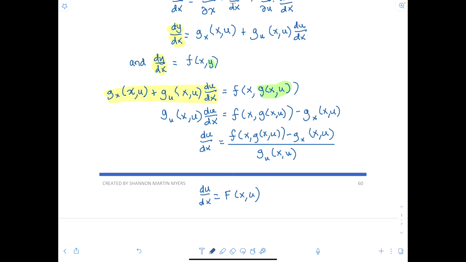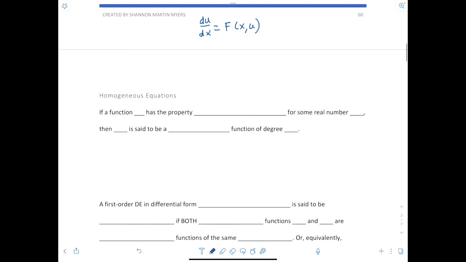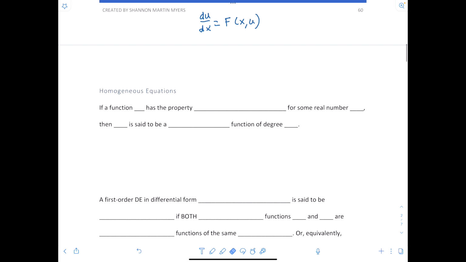Cool? All right, so homogeneous equations, right? Homogeneous equations. If a function f has the property that f of tx and ty is equal to t raised to the alpha times f of x and y for some real number alpha, then f is said to be a homogeneous function of degree alpha.